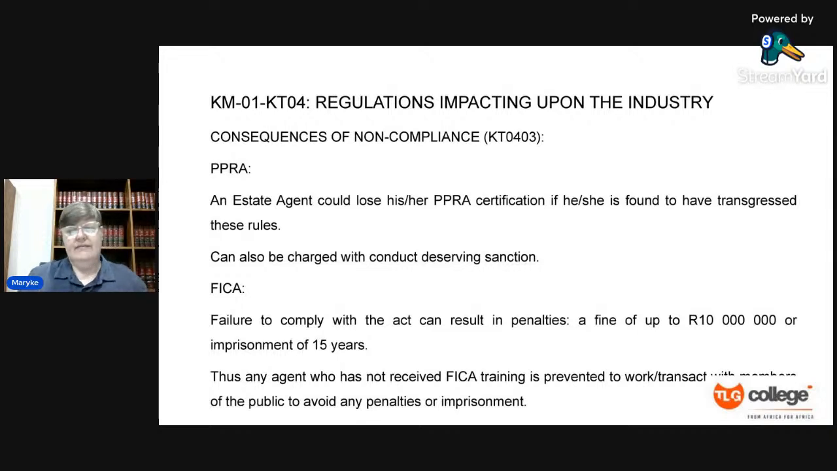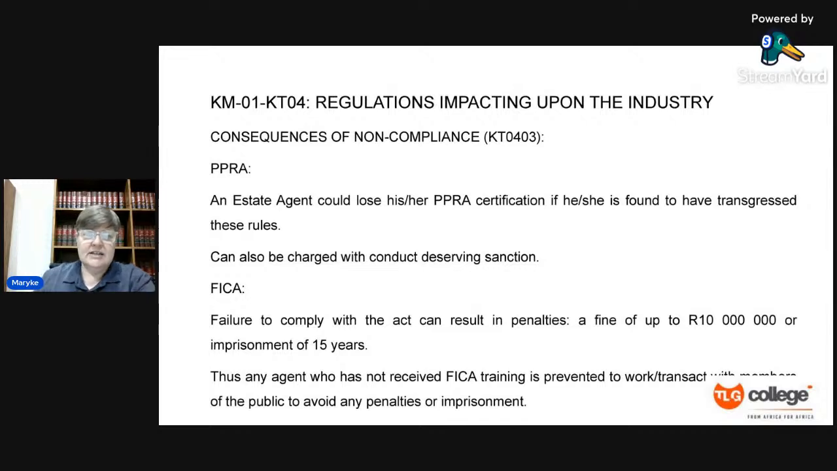In terms of all these laws, we have worked through quite a bit of information in these past three sessions. But one thing that we should always take into consideration and never forget is that there are consequences of non-compliance, right? There are laws and codes of conduct in place for a reason, and if we don't comply with them, there will be consequences. If we just quickly look at non-compliance, for anything that the PPRA forces us to comply with, you as an estate agent can lose your certificate. If you are found to have transgressed any laws, you can also be charged with conduct deserving of sanction, meaning that you can't be an estate agent anymore, right?